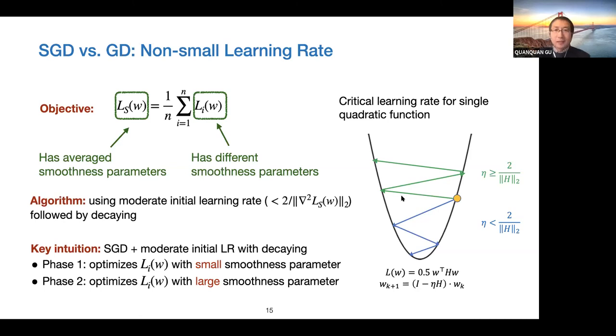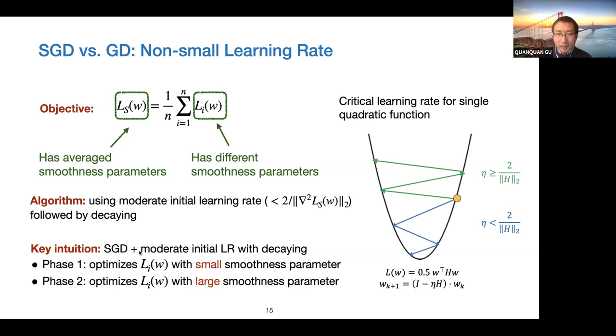So that's why in our following discussion, we will first define the moderate learning rate as a learning rate that is less than 2 divided by the smoothness parameter of the entire objective function. Okay, we restrict ourselves to this setting because otherwise the algorithm will diverge, then there's no point in studying SGD and GD. And also there's no way to differentiate them, okay? And we will start with this moderate initial learning rate, and then we will do learning rate decay, okay?